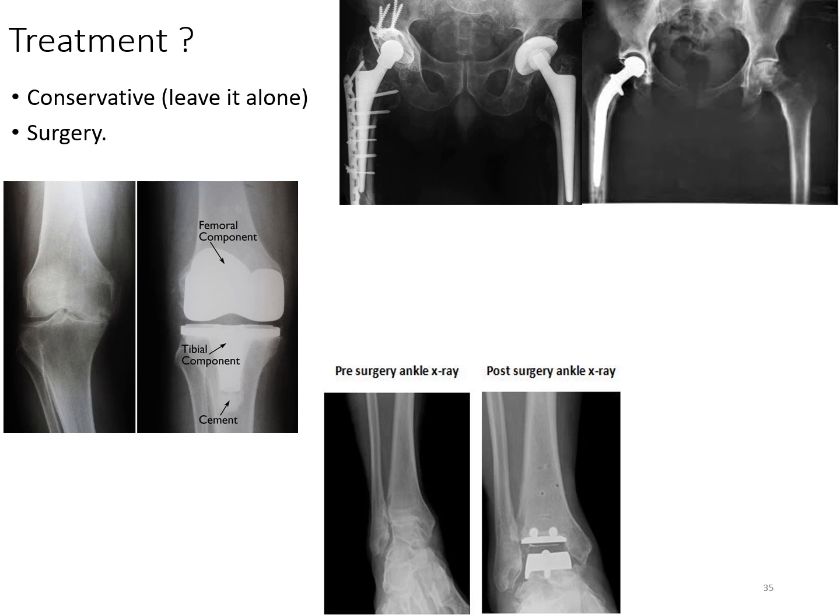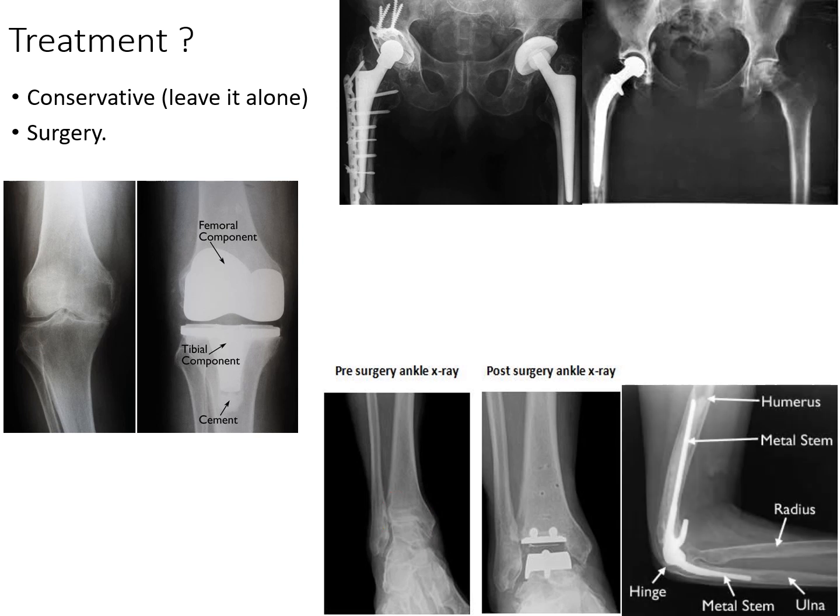Ankles, yes, we can even do ankle replacement surgery. If you look at the ankle image here, there's osteoarthritis there. You get reduced joint space, sclerosis, osteophyte formation, and probably subchondral cysts. And there's the prosthesis in place. Isn't that awesome? And we can even do elbow replacements as well.